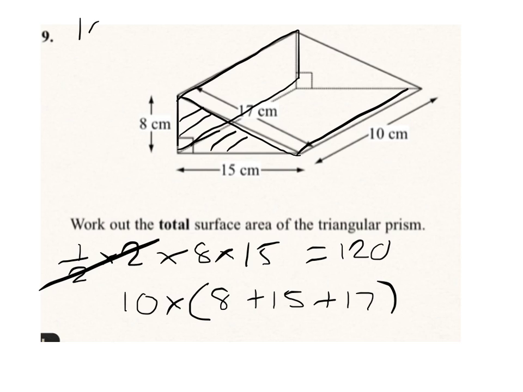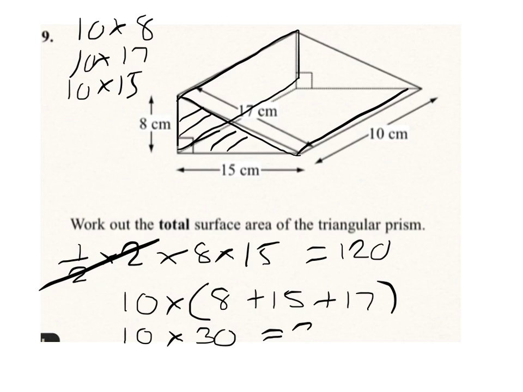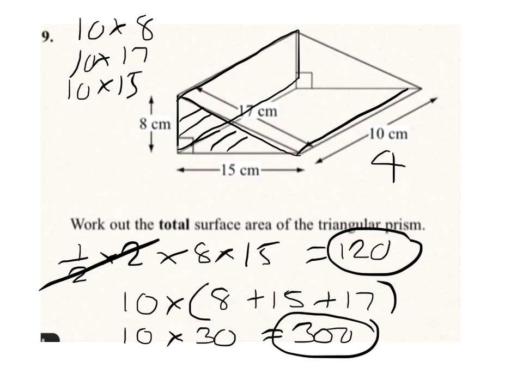You would have had 10 times 8 for the back. You would have had 10 times 17 for the slope, and you'd have had 10 times 15 for the base. But you can do it all in one go. Now 8 and 15 is 23, and 17 is 40, so you've got 10 times 40, which is 400. And so you've got 300 for the rectangles, 120 for the triangles, so altogether your surface area is 420 centimetres squared.